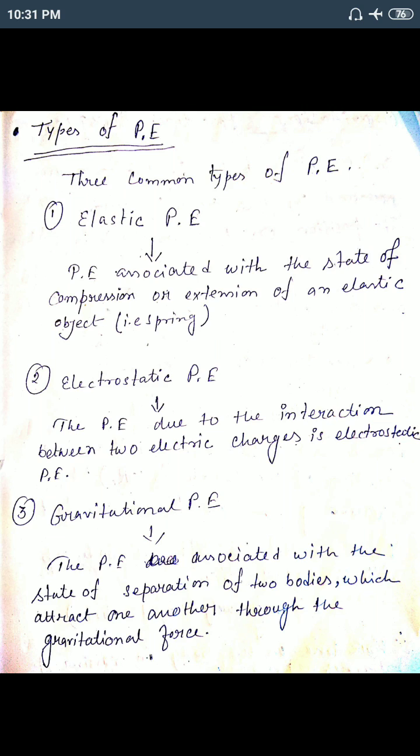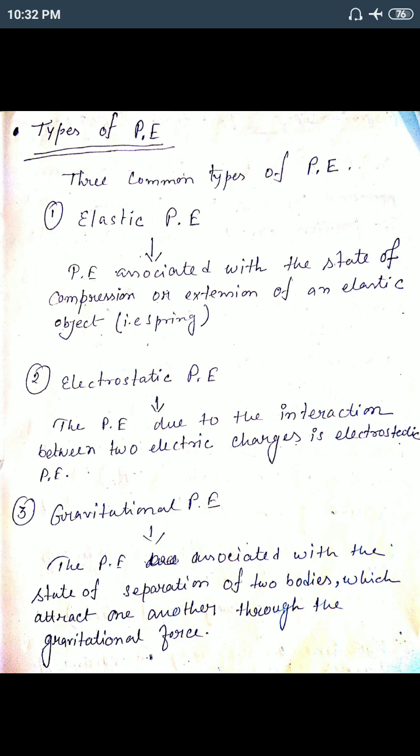And third is gravitational potential energy, which is also included in your syllabus, because another chapter we study after work, energy, power is gravitation. These three types: electrostatic we studied in class 12, elastic potential energy we studied in class 11, but it is in the second volume, the second part of your physics book. And gravitational potential energy is included in the gravitation chapter.